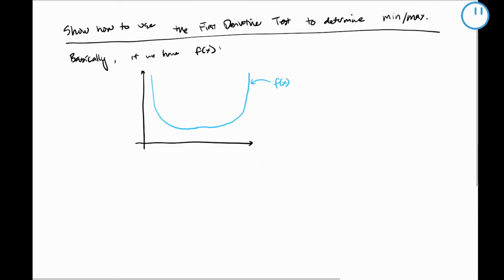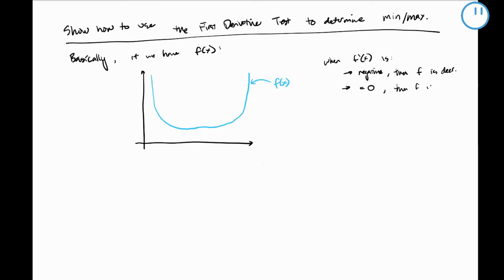We can say that when f prime, or the derivative of f at x, is negative, then f, our original function, is decreasing. When f prime of x is equal to 0, then f is constant. And when f prime of x is positive, then our original function f is increasing.